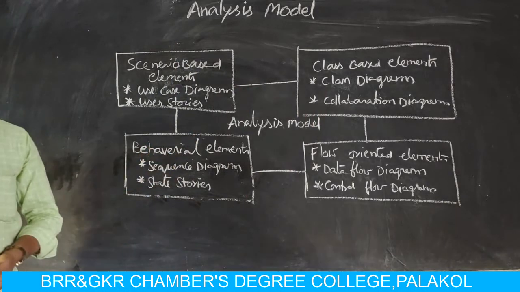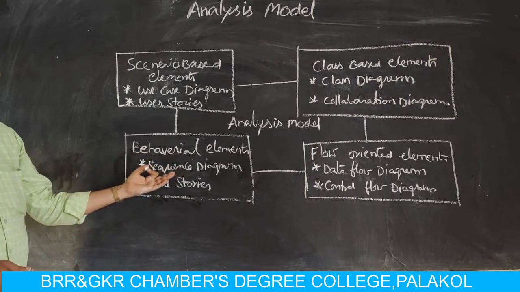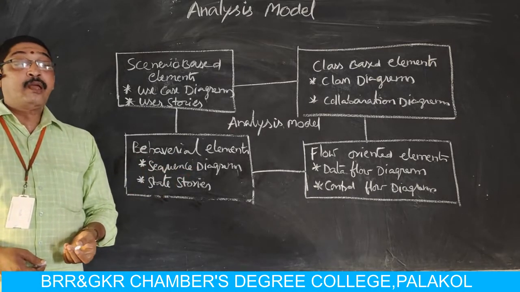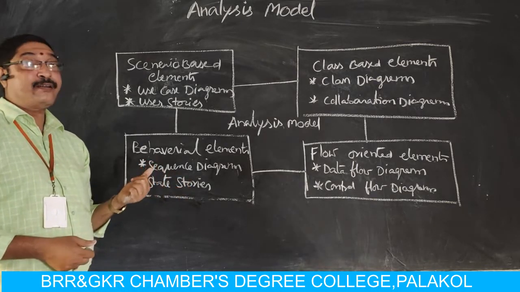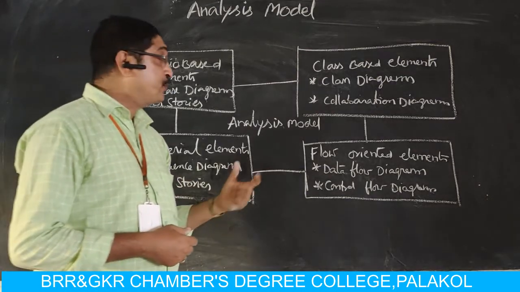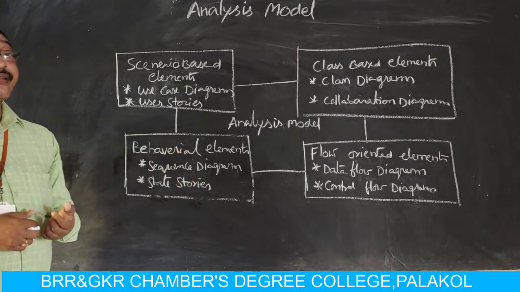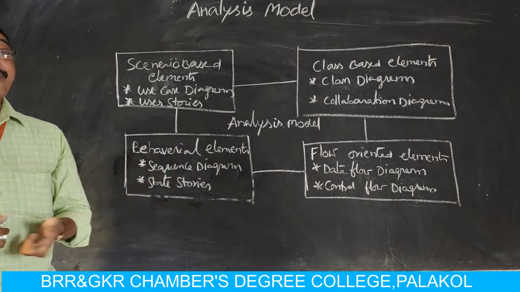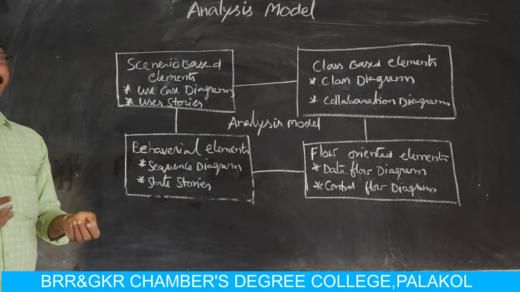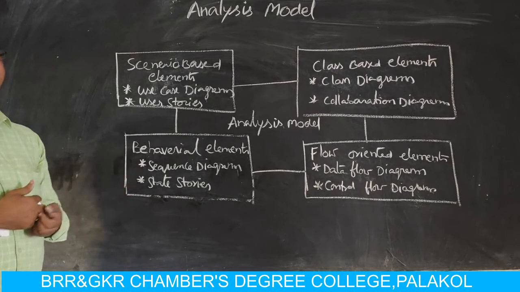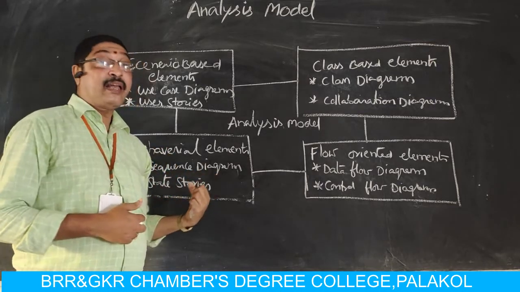And third one is behavioral elements. What is there in behavioral elements? Here we have sequence diagrams and state diagrams. Behavioral elements represent the state of the system and how it is changed by external events. So if the system is affected by external events, it will be represented. That is behavioral elements. In this behavioral element, we'll use sequence diagrams and state diagrams.